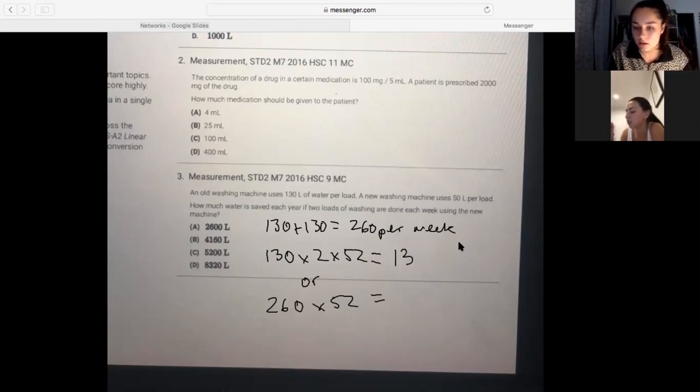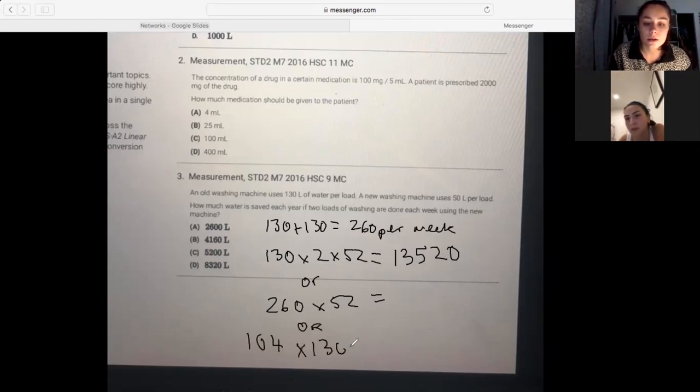Do I do 104 times 260? What are you up to? I just did 52 times 2, which is 104. And then I did 130 plus 130. So you only have to do, if you do 52 times 2, which is 104, you would only have to times that by 130.